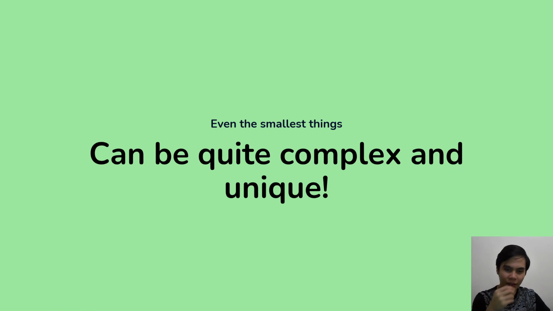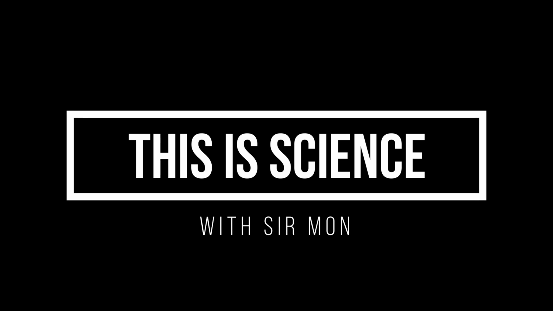So even the smallest things, your atoms, your subatomic particles, can be quite complex and unique. So no matter how small you feel, just remember, if electrons can be as complex as having so many quantum numbers to describe each and every one of them, you yourself can be unique. You yourself can be even more complex. That's pretty much it for this topic. I'll see you guys next time. That is over.